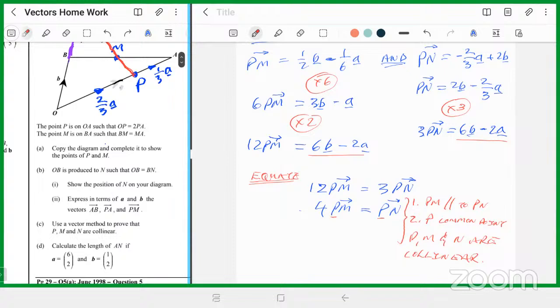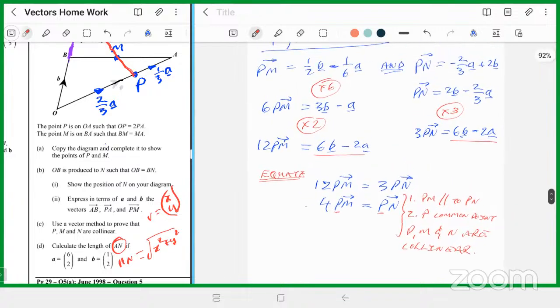Next it says calculate the length of AN if A is this and B is that. AN, the vector AN, the length of it. So remember the length now of AN is a square root business, like x squared plus y squared when the vector is xy. So we need to calculate the vector, we need to find the vector AN. Let's look at that diagram. Everybody okay with this over here first before we move on?